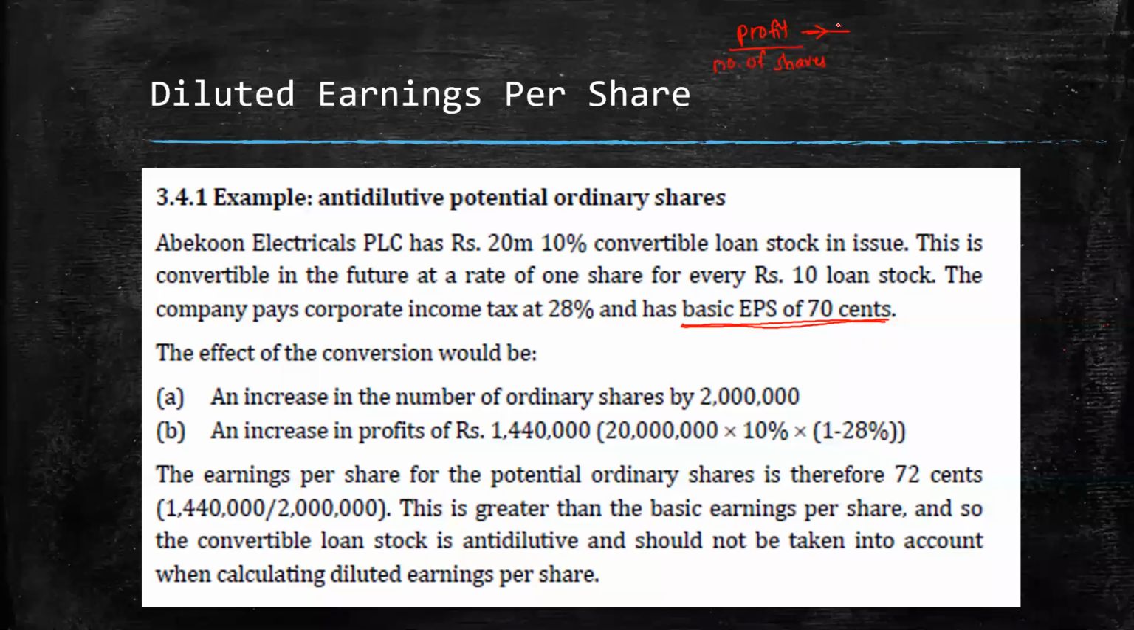This is what we are using now. Profit over number of shares. So as a result of this conversion, if we converted this convertible loan stock into ordinary shares, what will happen to our profit figure? What is the impact of this to our profit?